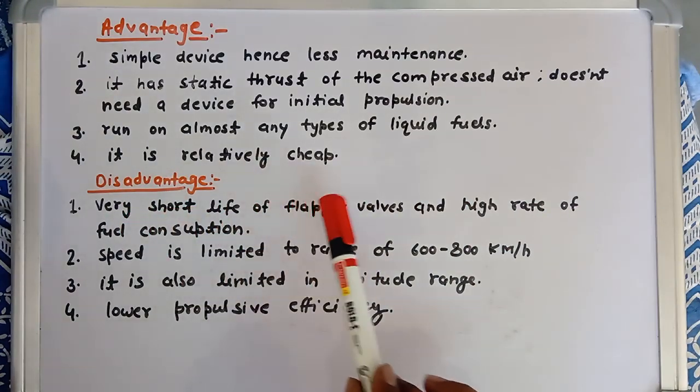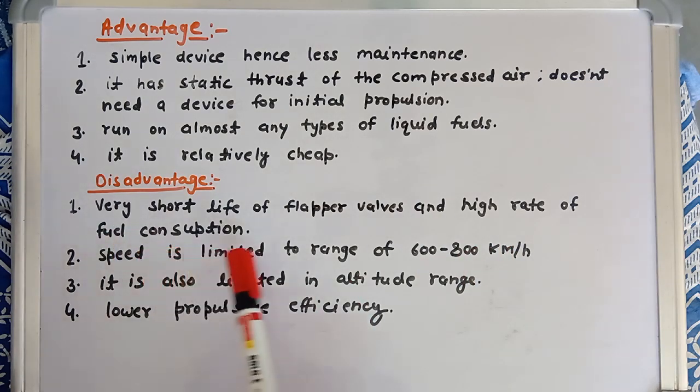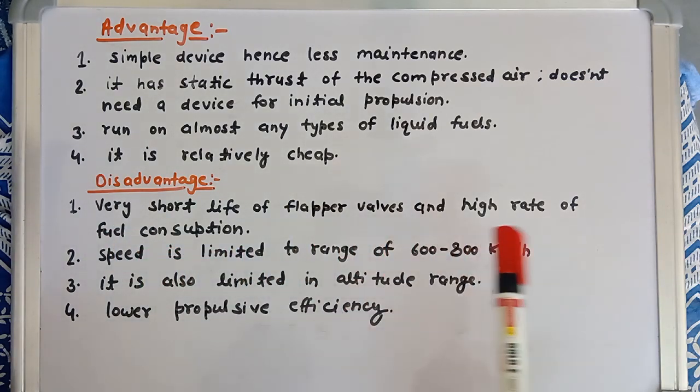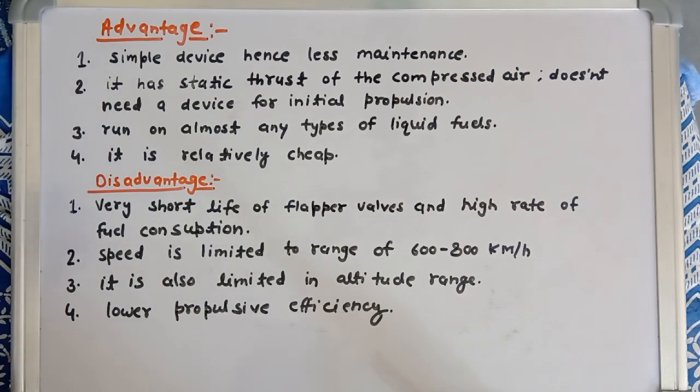It is relatively cheap. Now the disadvantages: very short life of flapper valves and a high rate of fuel consumption. In the Pulsejet engine we use flapper valves, and the life of the flapper valves is very short, so we need to change these flapper valves again and again. Speed is limited to the range of 600 to 800 km per hour. It is also limited in altitude range. It has lower propulsive efficiency.